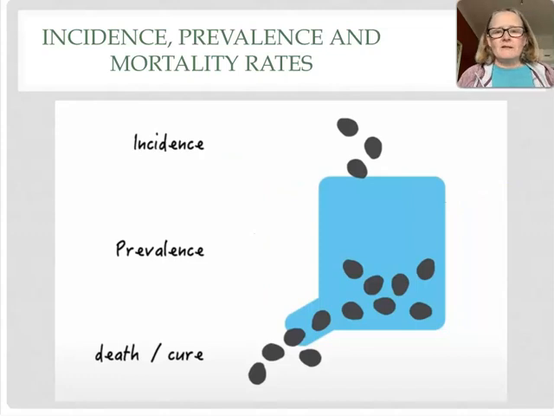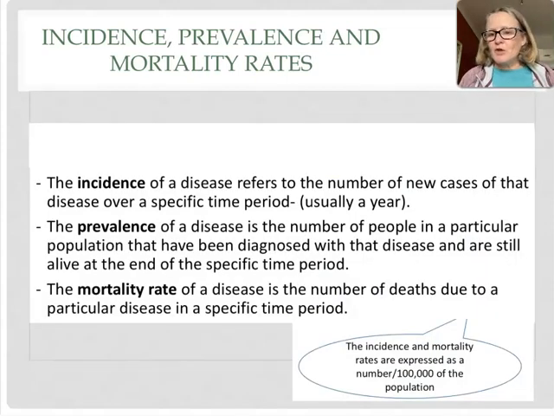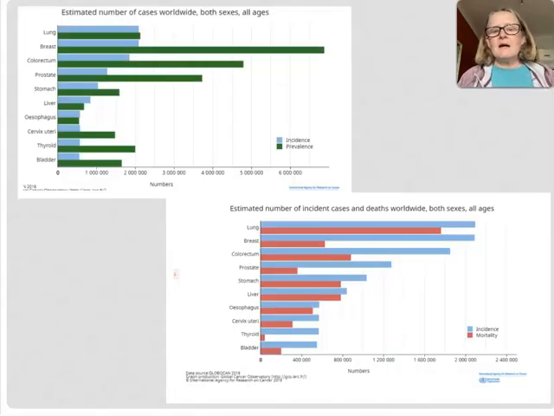So just to summarise those definitions, the incidence is the number of new cases of the disease over a specific time, usually a year. It's usually expressed as a number per 100,000 of the population. The mortality rate is the number of deaths in a year per 100,000 of the population, and the prevalence is the number of people in a population who've been diagnosed, they have the disease, but they're still alive by the time you finish counting them. And you can see how it's important to look at the balance of these numbers when you look at the data here.